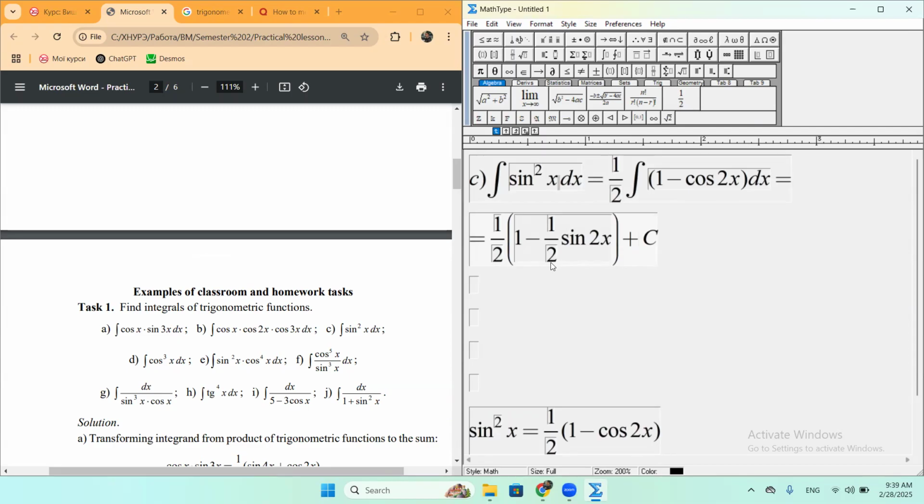Is everything clear? Yes. So we use such an approach for even degrees of sine and cosine.